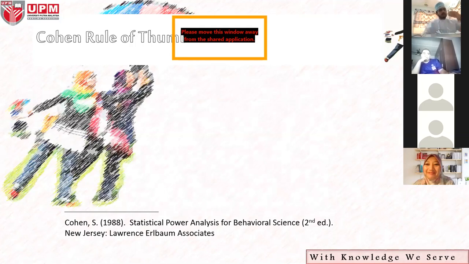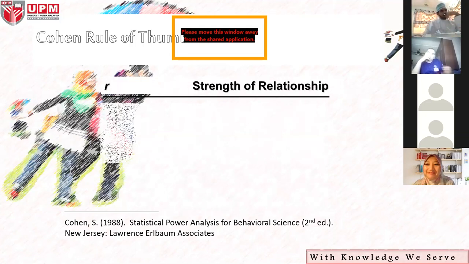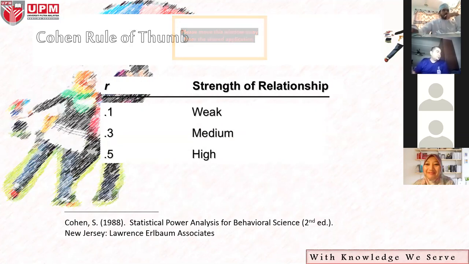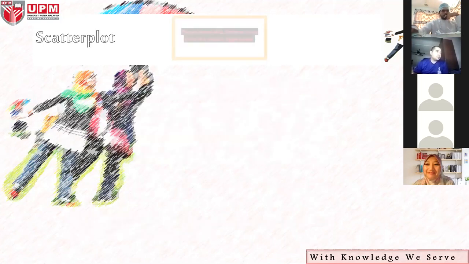And based on Cohen's rule of thumb, there are only 3 categories. 0.1 is considered a weak relationship, 0.3 is considered medium, and 0.5 is considered high. You can choose either one, but most research or studies use Guilford.